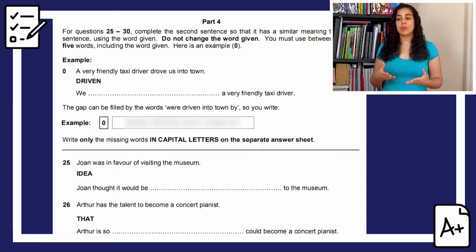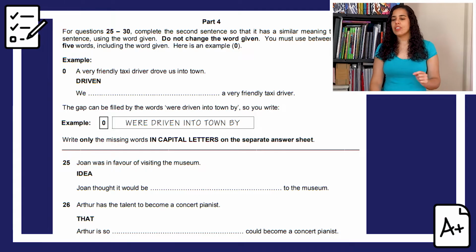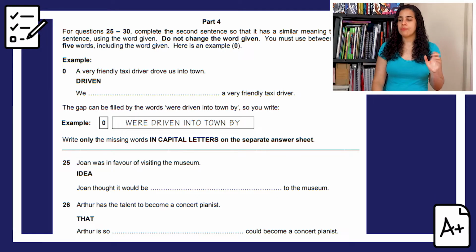By having the word we and the word driven, it is possible to imagine this as a passive voice sentence. Active voice: the taxi driver drove us. Passive voice: we were driven by the taxi driver. Just remember to complete the sentence and use no more than 5 words. We were driven into town by a very friendly taxi driver. Let's go for the gap number 25.